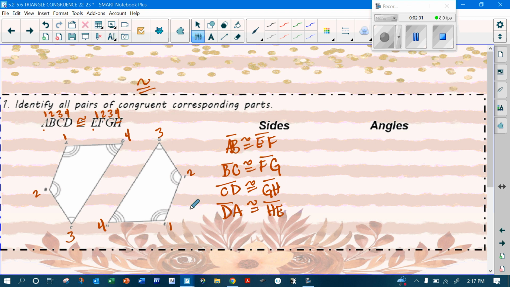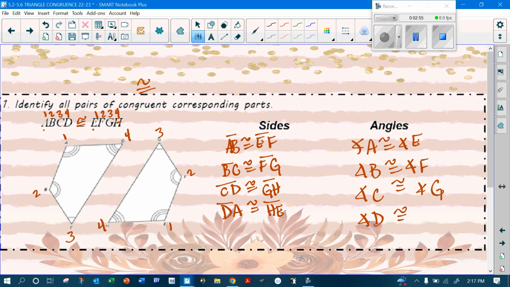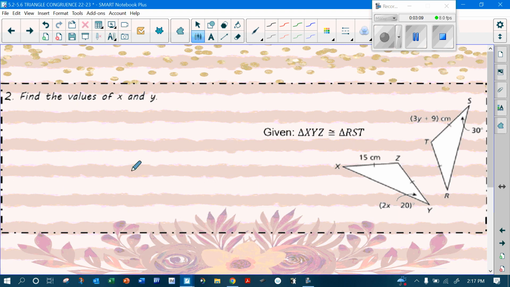And angle A goes with angle E. Angle A is congruent to angle E. B is congruent to F. It's congruent to angle F. Angle C is congruent to angle G. And angle D is congruent to angle H. So I know that quadrilateral ABCD is congruent to quadrilateral EFGH.